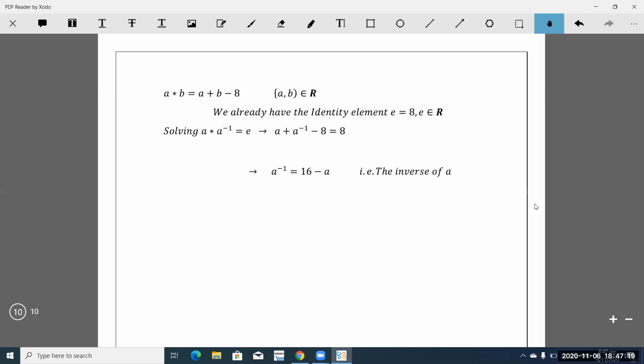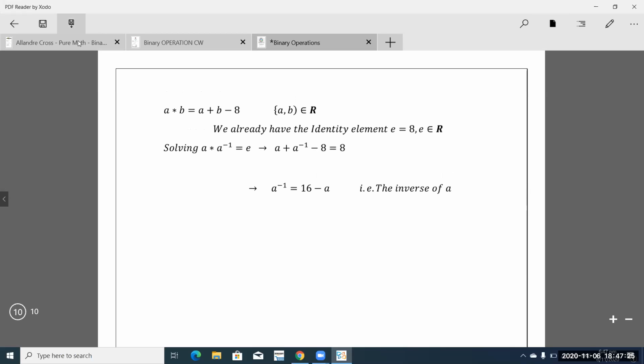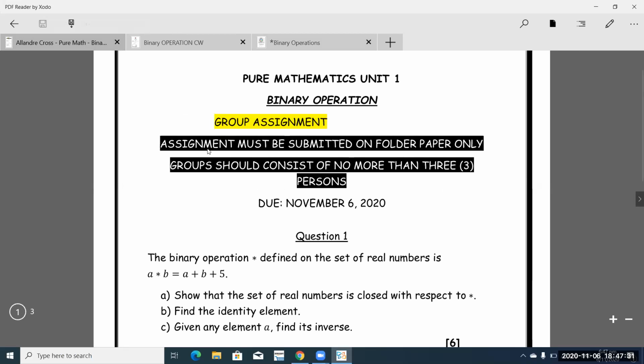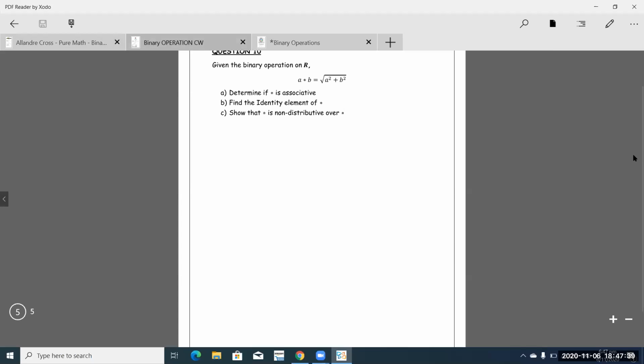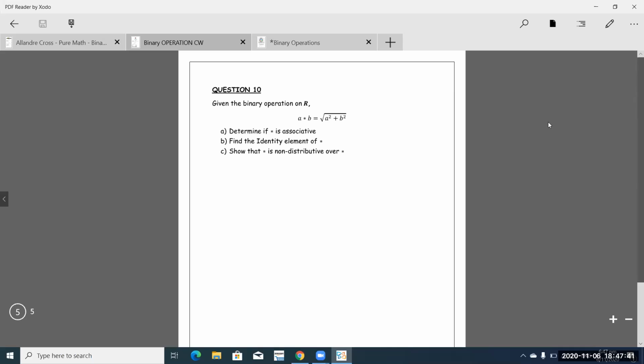All right, nice. So now what we're going to do is just do lots of examples. This is a worksheet we're going to go through today. It's a worksheet that I gave my students recently, and I'm going to send it to you as an assignment. You're going to get this one as an assignment: 10 questions, due next week Friday.